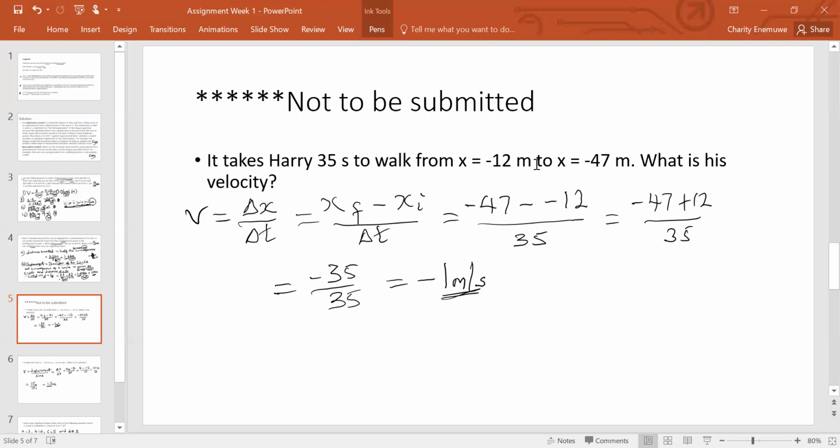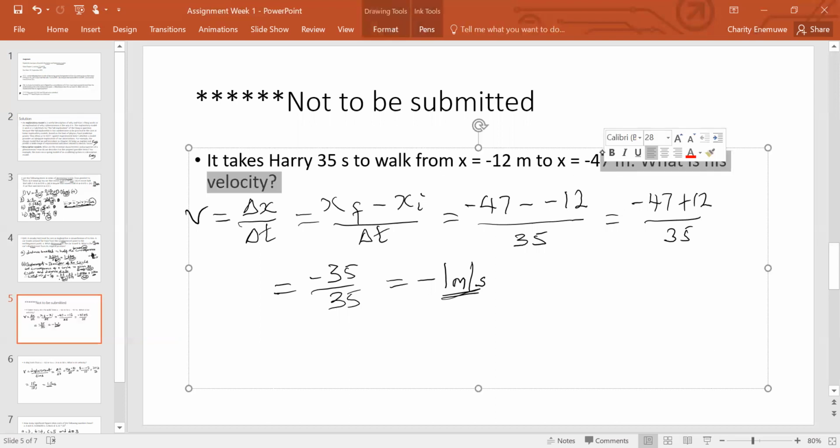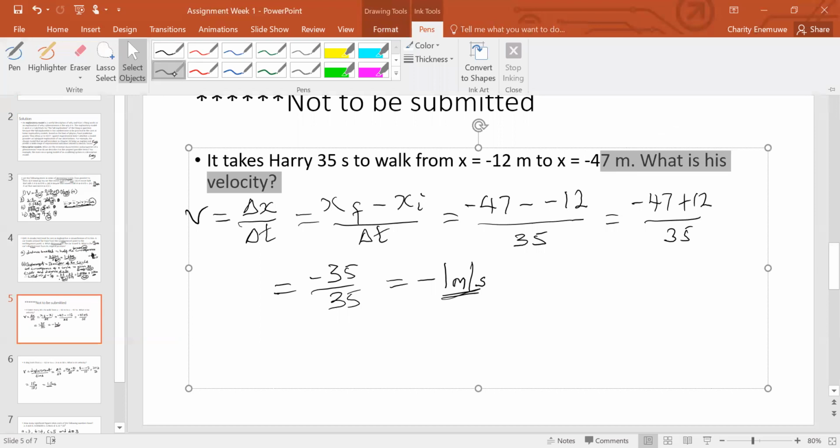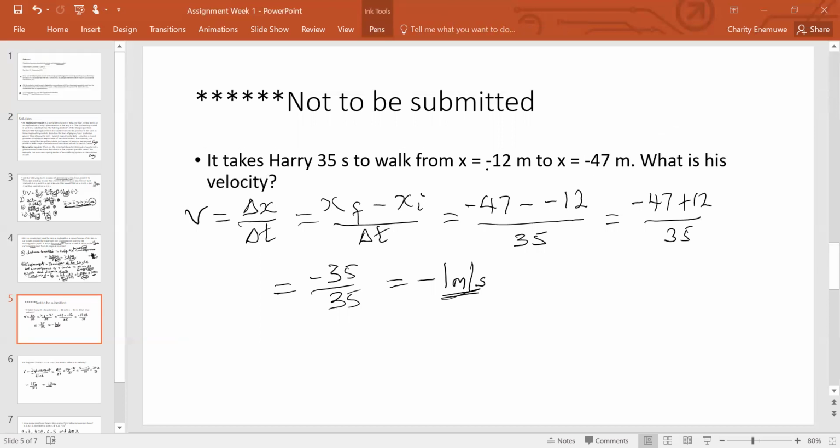The S final is where Harry moved to, from the start to the finish. So we'll have S final minus S initial, and then we'll have the velocity of the movement as minus 1 meter per second. So if it comes as a multi-choice question, you see it's something you can just solve in 2 minutes and pick your option or answer.